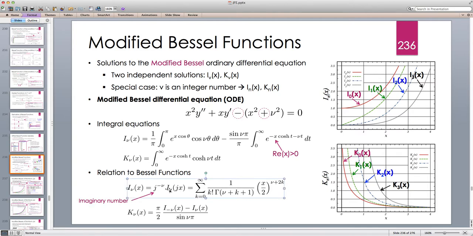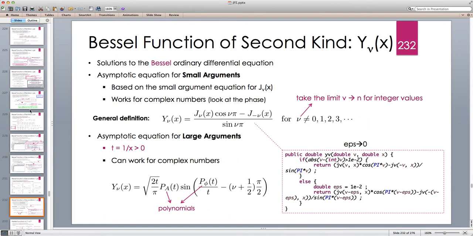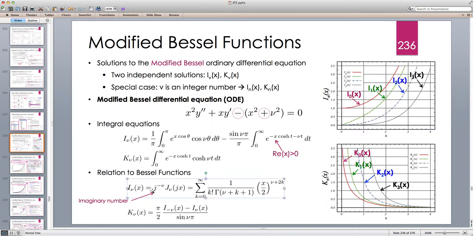And if you go back and look at the power series expansion that we had for J nu of x, and you substitute x with jx and then multiply it by j to the minus nu, we end up with this series for I nu: the sum over k from 0 to infinity of 1 over k factorial times gamma of nu plus k plus 1, times x over 2 to the power of nu plus 2k. And we know very well how to implement this numerically very efficiently.